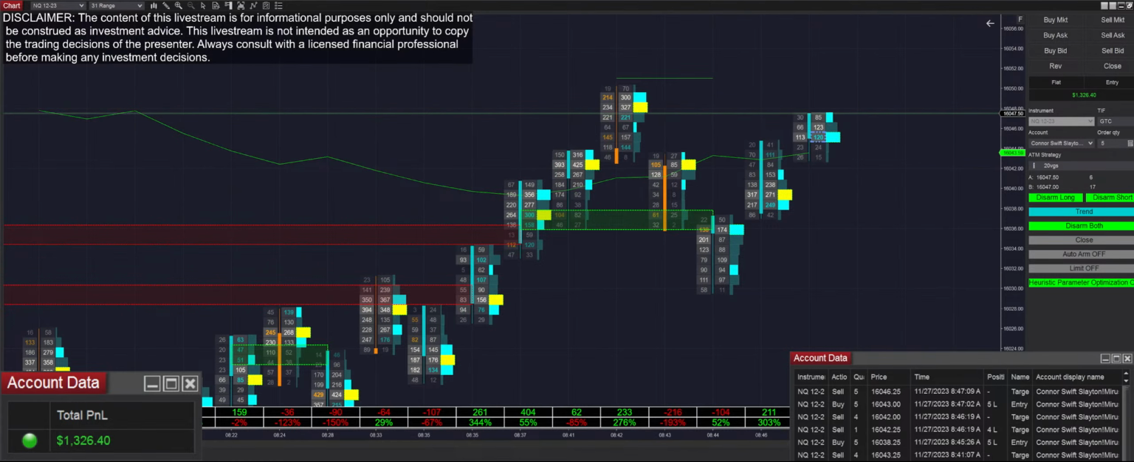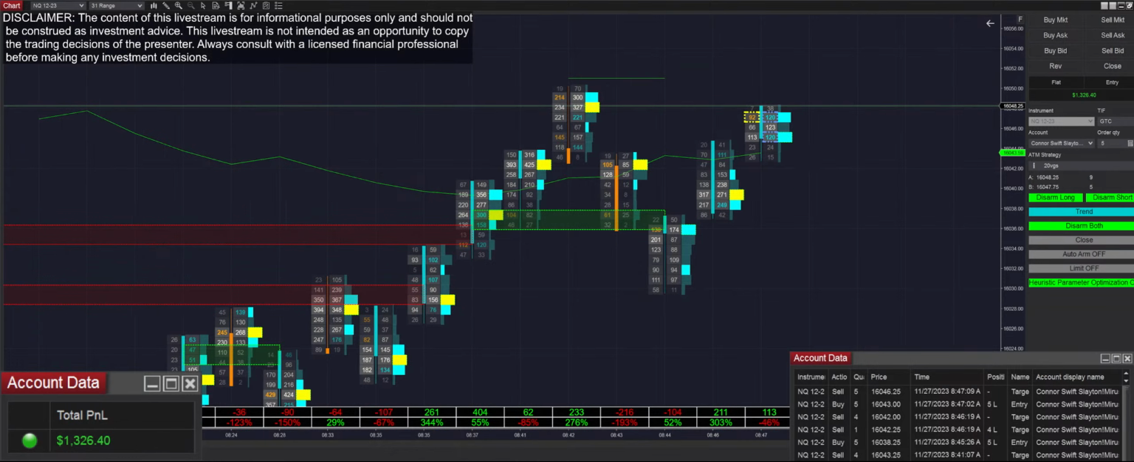Just got filled long there. If your support green and resistance red zones are not the same as mine, make sure to double check in the settings that all of the settings that I have in the description are the exact same as yours.